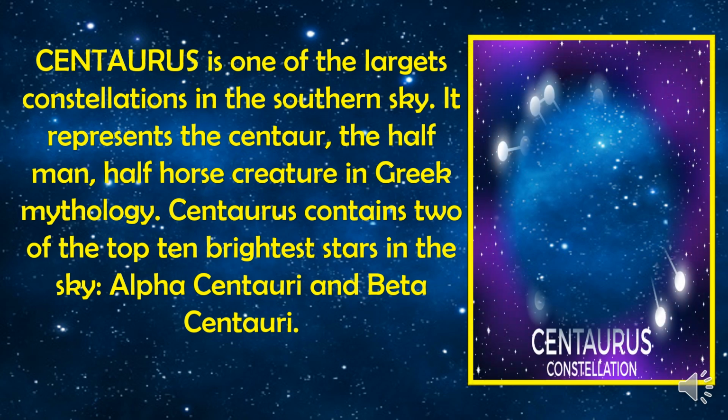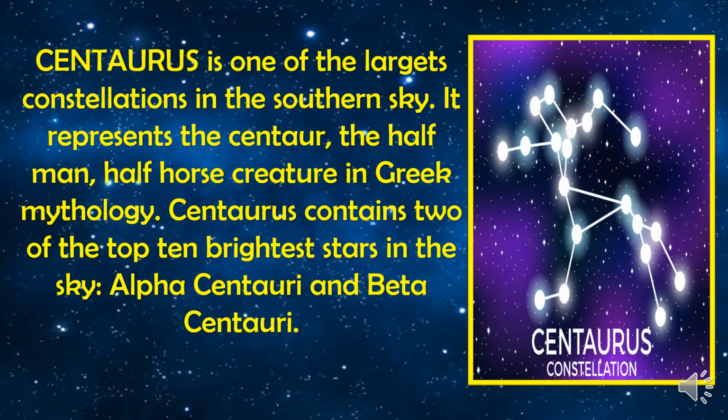Next, we have the Centaurus. It is one of the largest constellations in the southern sky. It represents the centaur, the half-man, half-horse creature in Greek mythology. Centaurus contains two of the top 10 brightest stars in the sky, the Alpha Centauri and the Beta Centauri.